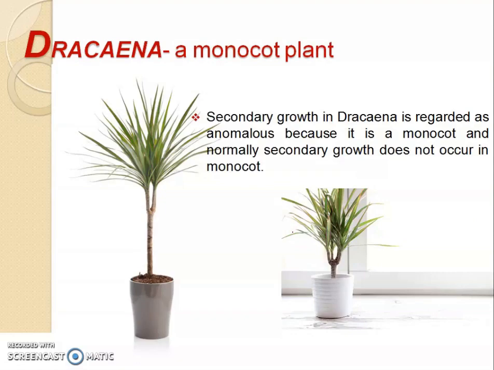But our special interest is in Dracaena, and this Dracaena is a monocot plant. Secondary growth in Dracaena is regarded as anomalous because it is a monocot, and normally secondary growth does not occur in monocots. So this picture clearly shows that the hard stem of Dracaena is because of this anomalous secondary growth.